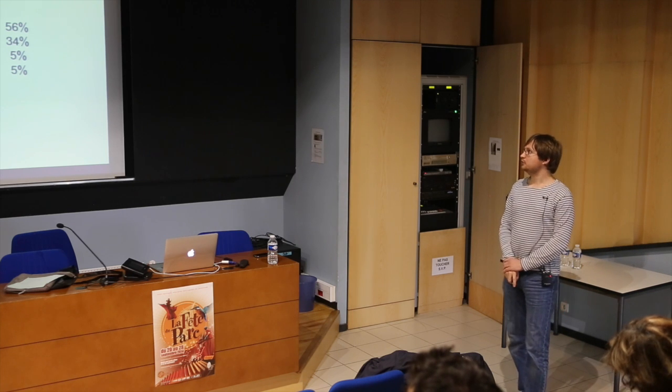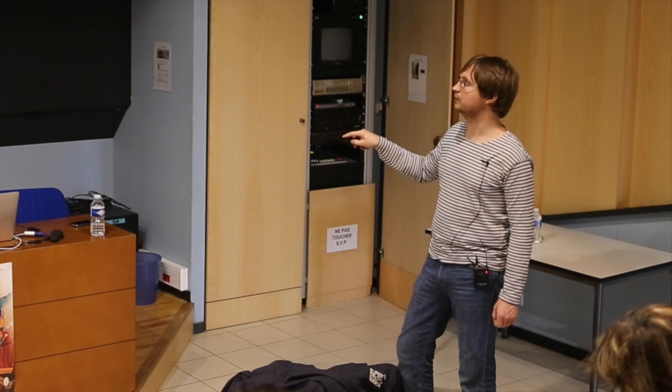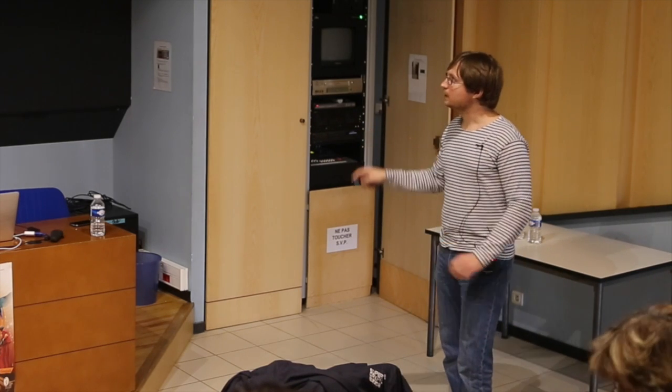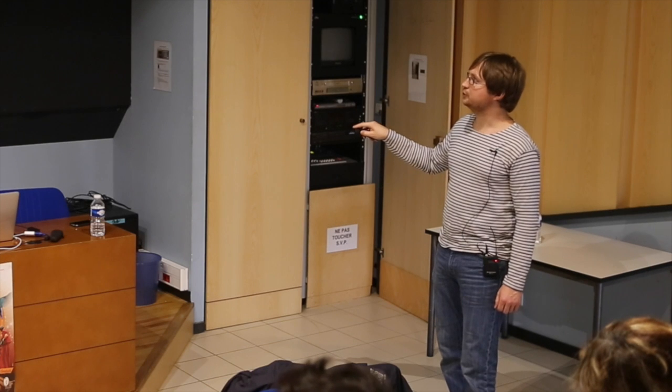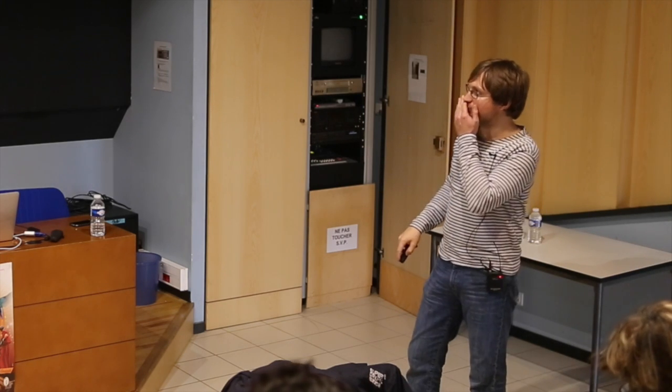Then, again, your star will contract, reaching higher temperature, and when it reaches a central temperature of about 2 billion Kelvin, oxygen burning can begin. So basically, you will fuse 2 oxygen 16 atoms, producing sulfur 32, and then sulfur 32 can disintegrate in different kinds of channels, producing phosphorus 31, silicon 28, sulfur 31, or phosphorus 30, producing different amounts of energy. But the main products of this phase are silicon 28 and sulfur 32.